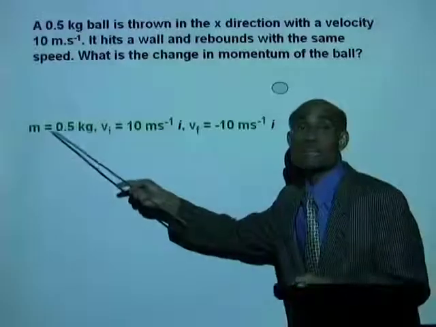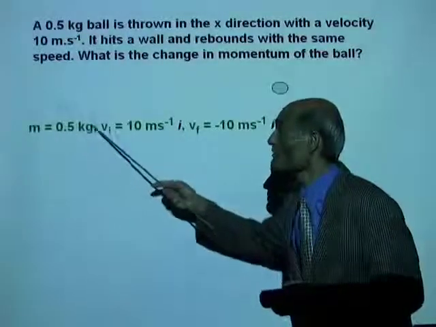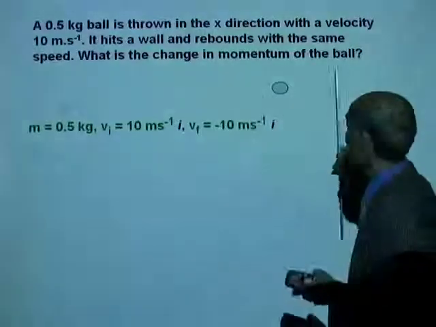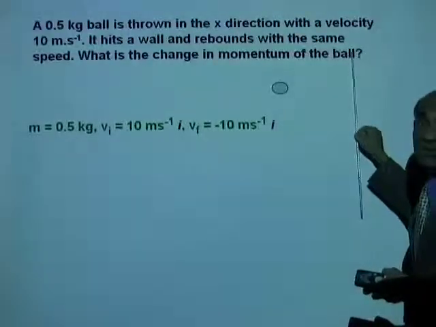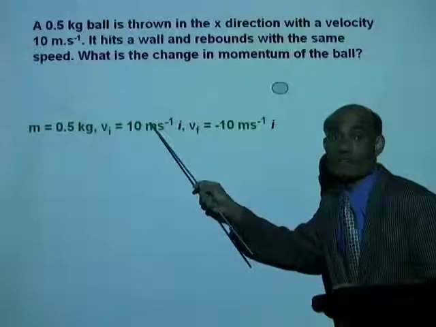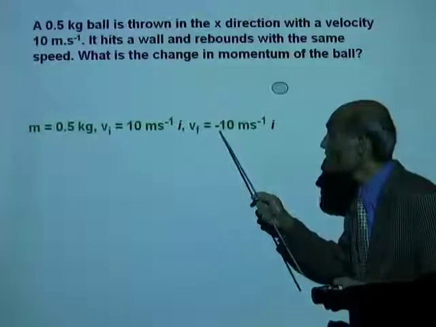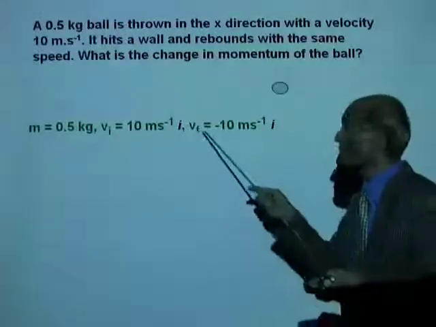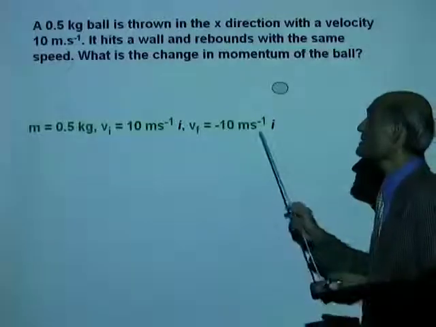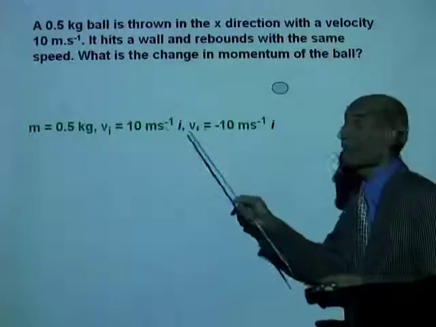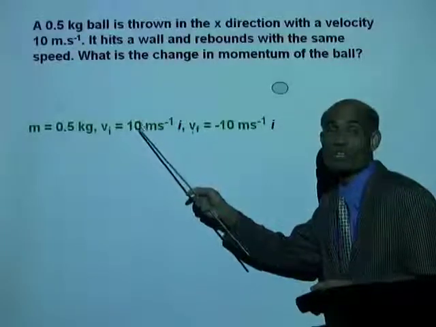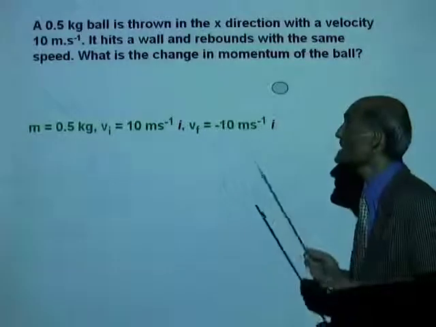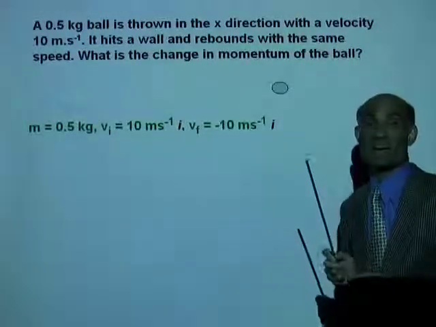Alright, our data is mass of the ball is 0.5 kilogram. Its initial velocity is 10 meter per second. That means the ball comes and hit the wall with this velocity. And after hitting the wall, it rebounds with a velocity exactly opposite, equal and opposite. Vi, initial velocity is 10 meter per second i. Vf, the final velocity, is negative 10 meter per second i.